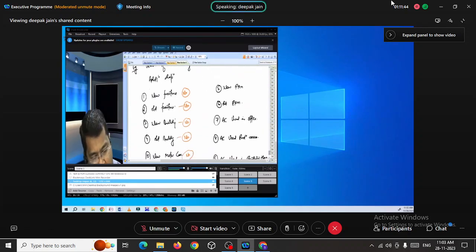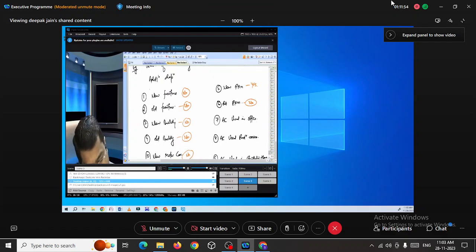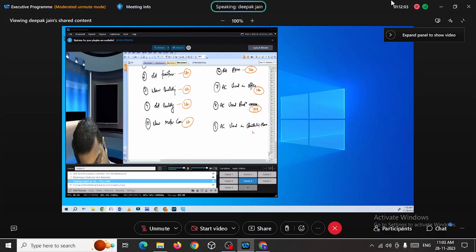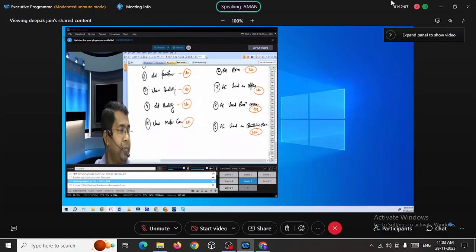New plant and machinery? Yes. Old plant and machinery? No. AC used in office? No. AC used in production area? Yes. AC used in residential area? No. Sir, you said yes for AC used in production area.